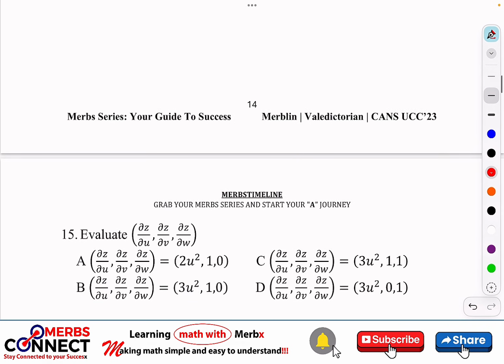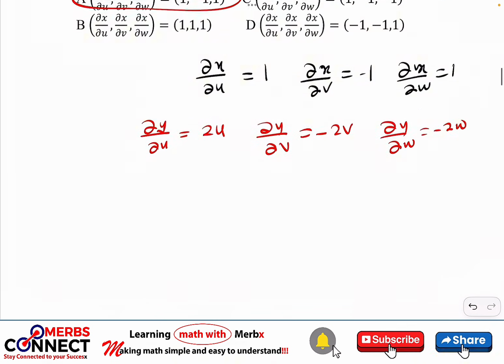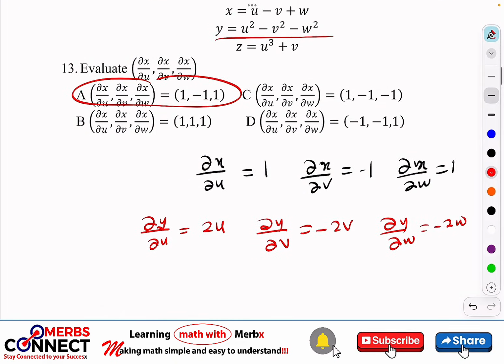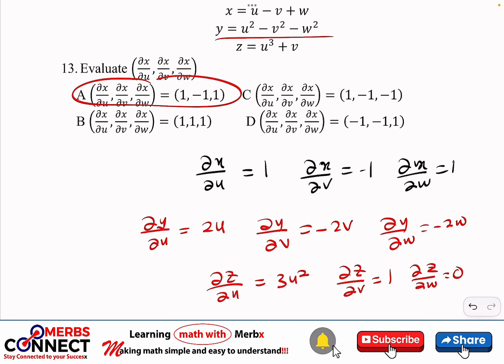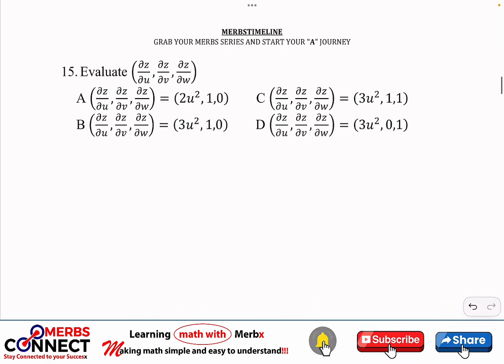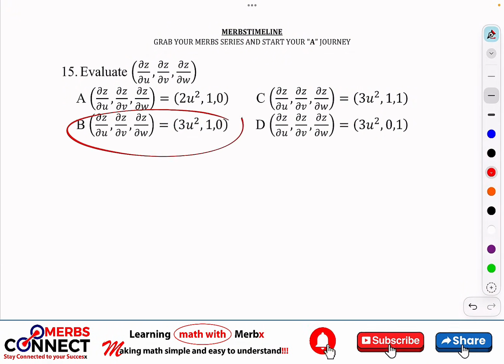And finally, we need z. Okay, let's do z. So it's using the same thing here. So with z, partial of z with respect to u is going to give us 3u squared. And partial of z with respect to v is going to give us 1. And partial of z with respect to w is going to be 0 because we don't have this one. So remember, 3u squared, 1 and 0. Great. So we choose B.